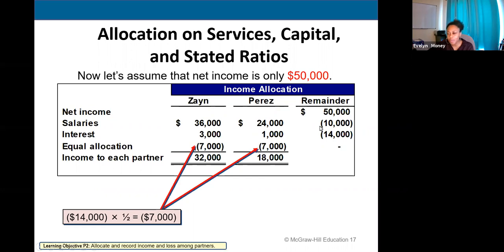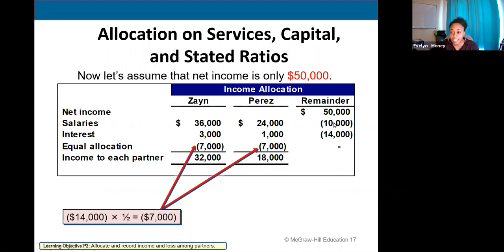And I know you're thinking, negative, what are we going to do with that? Don't change it as of yet. Leave it as a negative, because we have to give them this. It's in the partnership agreement. We also have to give them their interest. So we go further into the hole here. We give Zane her 3, and Perez his 1.